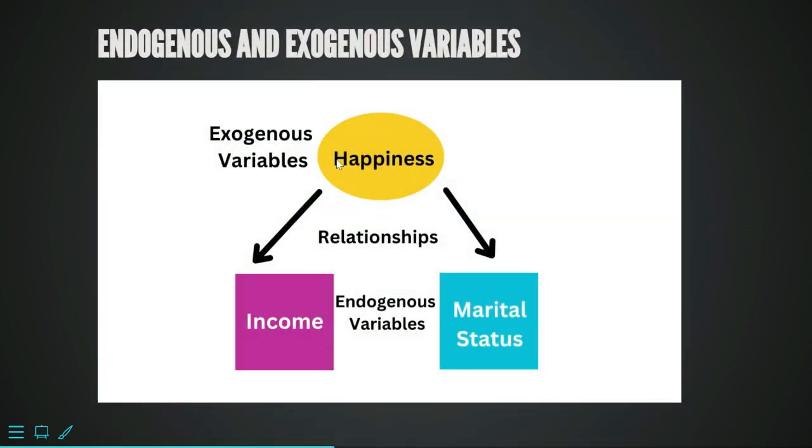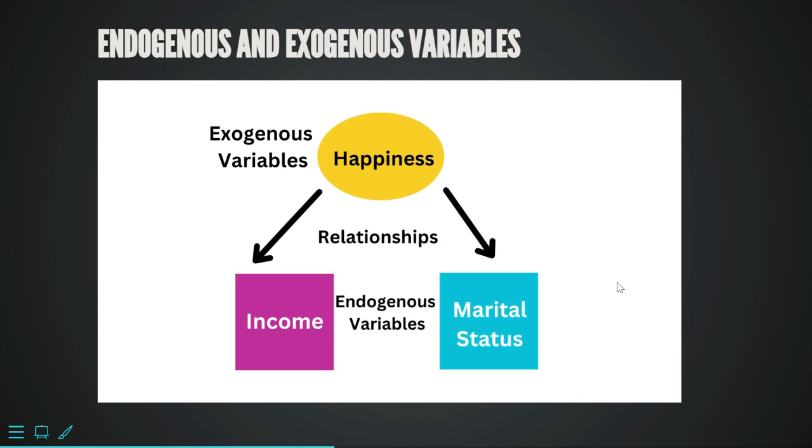Now look at this particular path diagram we have. You can see our exogenous variable is the latent variable happiness, while our endogenous variables are income and marital status. You can see that happiness is influencing these two variables. No arrows are pointing to happiness. This is why it is called an exogenous variable. It is not influenced by any other variables in the model. But income and marital status are influenced by happiness, and they have arrows pointing to them. That is why they are known as endogenous variables.